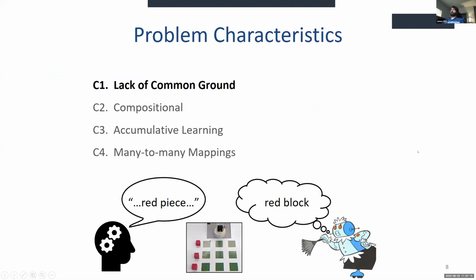So there's a lot of characteristics of this problem that make learning difficult. There's a lack of common ground between the human instructor and the agent. So the human instructor might look at this board where we've got blocks and say, okay, that's a red piece, but in the agent's representation, which the person doesn't have access to, it might see a red block. So there's kind of a disconnect. And this could be a much wider disconnect than just a single term being different.